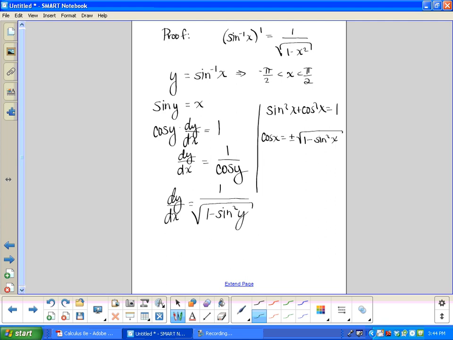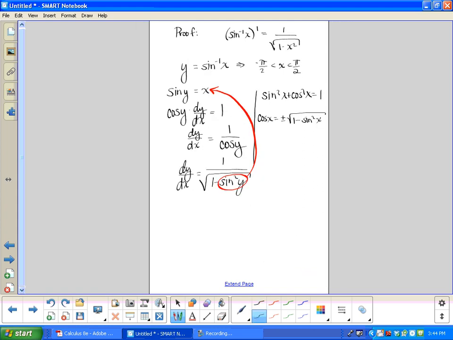And then if you look at the top, sine y is equal to x. So that's where the x comes in. And now I've got dy dx is equal to 1 over the square root of 1 minus x squared. Beautiful, isn't it? How neat is that? And you can use really similar proofs to show the other 5. All you'd have to do is use your Pythagorean identities in whichever way you could to try to substitute in.